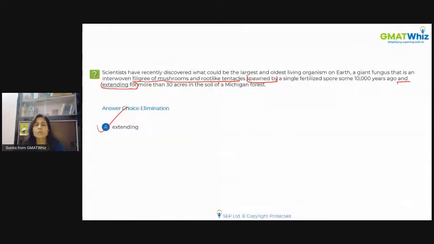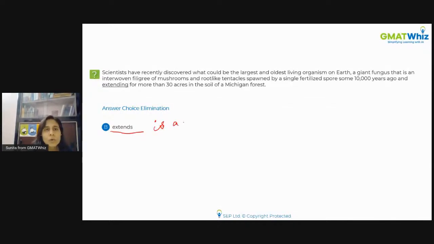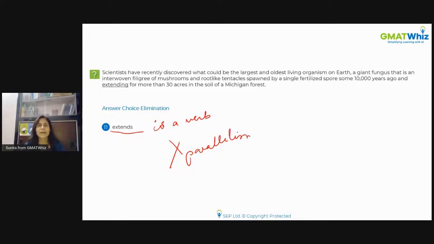Now, you might ask, what's wrong with using "extends"? What is wrong with using extends is that extends is a verb, actually, isn't it? It's a verb. So that would destroy parallelism, right? You would have one modifier that is "spawned by" and "extends." So the filigree spawned by and the filigree extends.